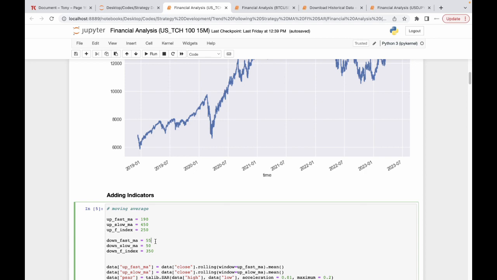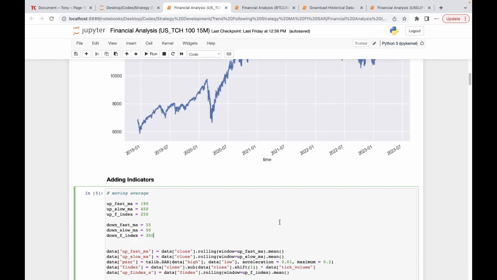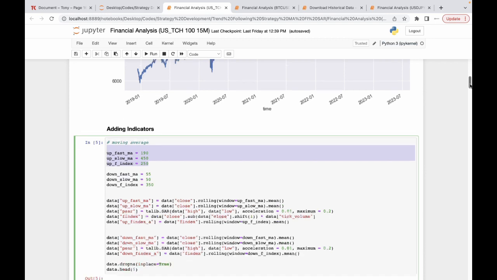Now for the sell condition, our fast moving average is 55 and our slow moving average is 50. Now, isn't there something weird here? Our fast moving average is actually higher than our slow moving average. So you can now see clearly why we cannot use the same values for our buy condition also for our sell condition. Okay, so everything here remains the same.